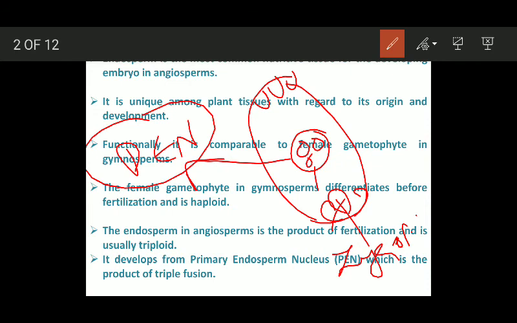And this PEN is not diploid, it is triploid because it has formed as a consequence of fusion of two polar nuclei and one sperm nucleus. It is having three sets of chromosomes. It is 3n. This fusion of one male gamete with two polar nuclei is known as triple fusion. So you can remember that primary endosperm nucleus, which forms the endosperm, is the result of triple fusion. PEN forms as a consequence of triple fusion, while zygote forms as a consequence of syngamy.